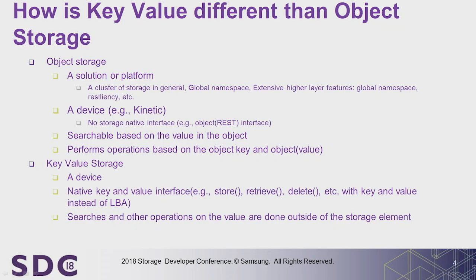Another characteristic typically associated with object storage is that it is searchable based on the value in the object, as opposed to just searchable by the key that the object is stored with. And finally, when you think of a large system that is an object storage system, it performs operations based on the object key and the object value. We're not talking about doing any of that high-level stuff with key value storage.